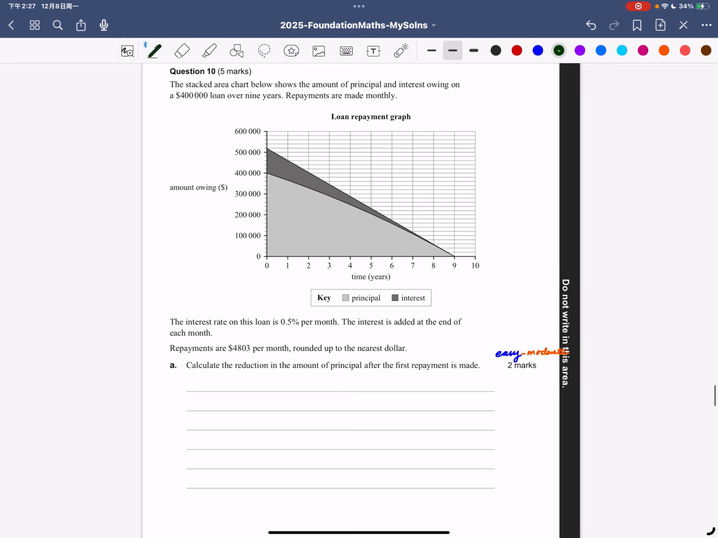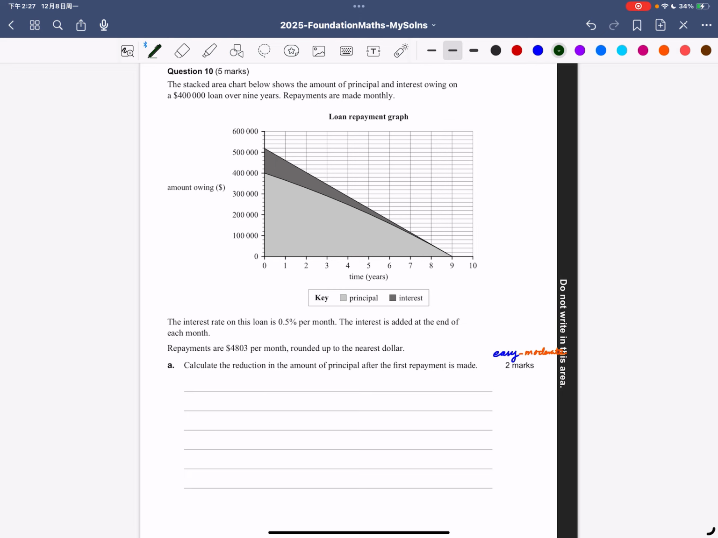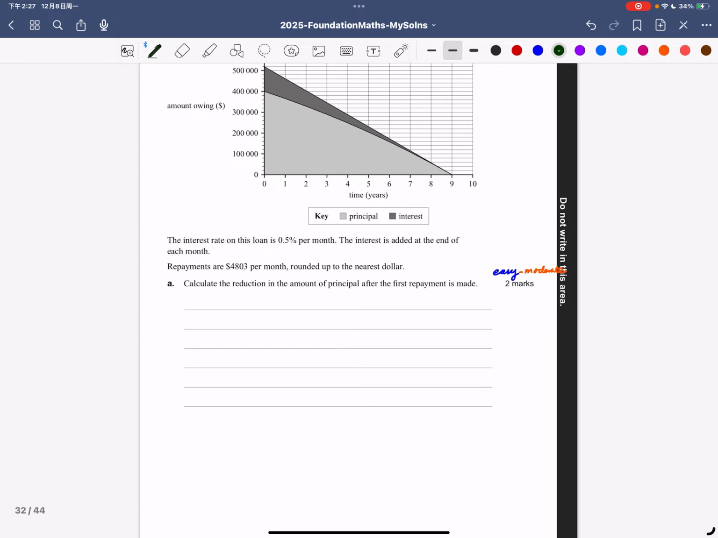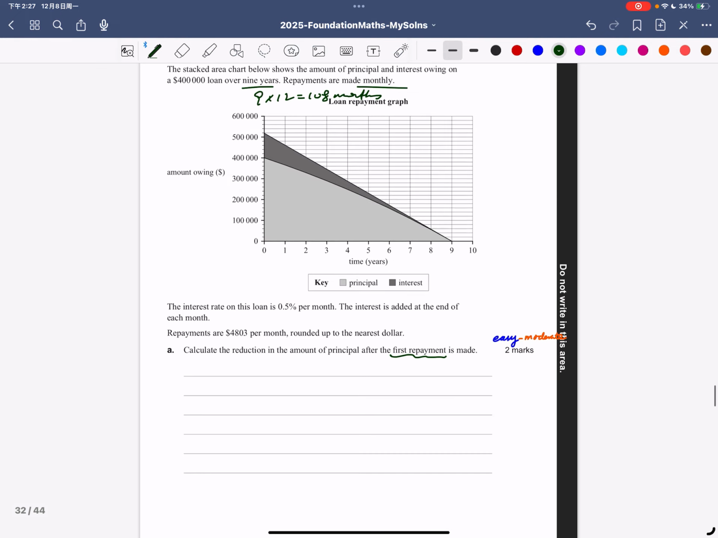Then, question 10. The stacked area chart below shows the amount of principal and interest owing on a $400,000 loan over 9 years. So that's 9 times 12. That's 108 monthly repayments. The interest rate on this loan is 0.5% per month. The interest is added at the end of each month. Repayments are 4,803 per month, rounded up to the nearest dollar.